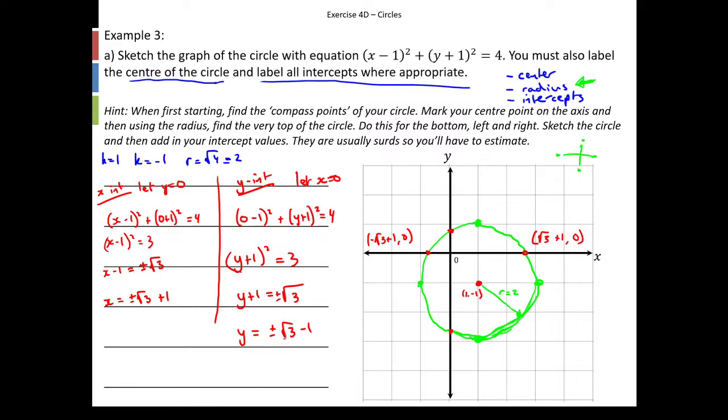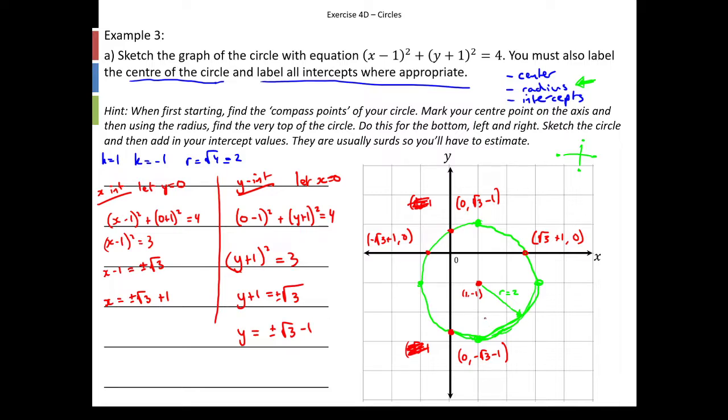Negative root 3, that's roughly negative 1.7, take away another 1. That's going to be negative 2.7-ish, which is down here, so that's worked out perfect. So we get, this would be root 3 minus, oh no, 0 for our x value, root 3 minus 1, and then down here we get negative root 3 minus the same thing, 0 for x value, and our y value is negative root 3 minus 1. There we go, there's our sketch.